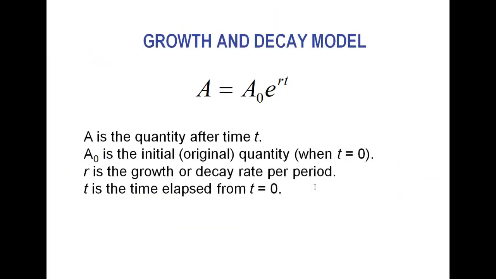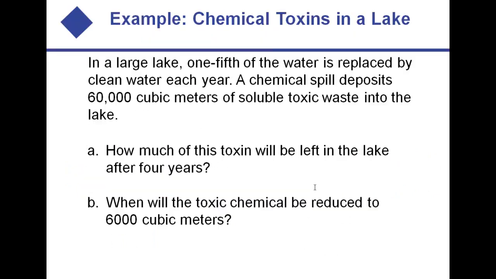We've already seen the growth and decay model before. So let's do some more work with this function. In a large lake, 1/5 of the water is replaced by clean water each year, maybe due to rainfall or how fast a river flows in and out, or maybe just the locals do it. A chemical spill deposits 60,000 cubic meters of soluble toxic waste in the lake. Soluble just means that it dissolves. So 60,000 cubic meters of toxic waste are now mixing around in this lake. And there's really no way of taking it out.